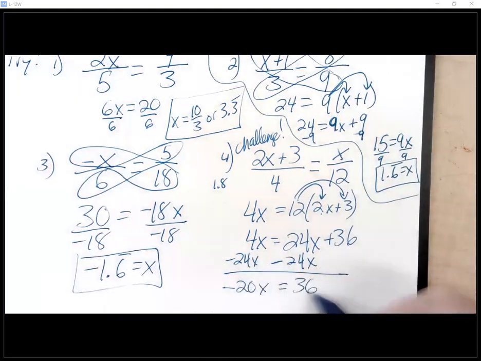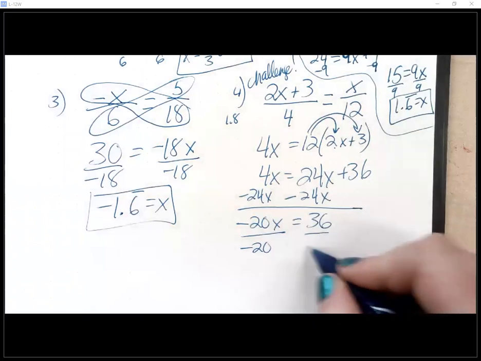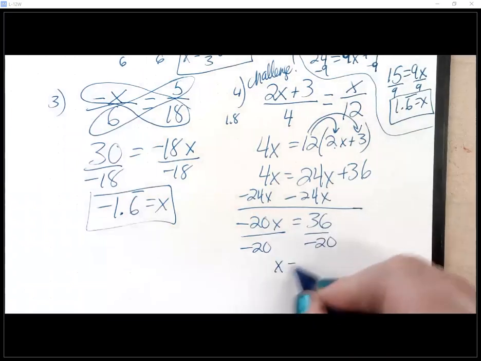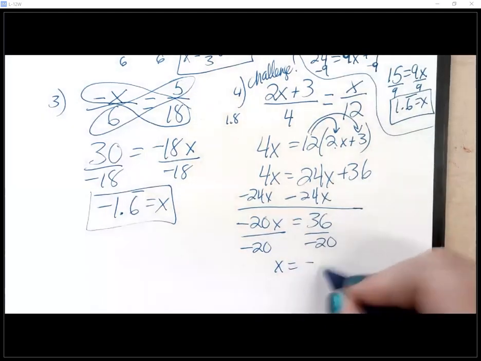So that leaves me with a negative 20x equals 36. And then all I have to do is divide by negative 20. So my answer would be whatever 36 divided by negative 20 is, and I get a negative 1.8. Oh, Jay, you were so close.